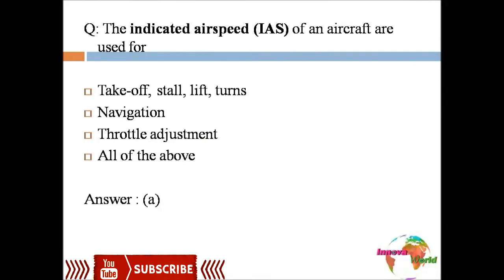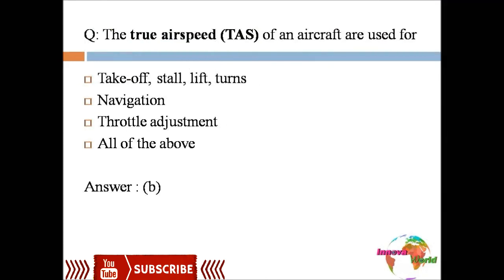Now this question is a GATE question asked in the year 2015. The indicated airspeed, that is IAS, of an aircraft is used for which reason: takeoff, stall, lift turns, navigation, throttle adjustment, or all of the above. What is the meaning of indicated airspeed? We are measuring the difference of pressure. So when we are measuring the difference of pressure, it depends on lift, stall, turn. So obviously the answer is A.